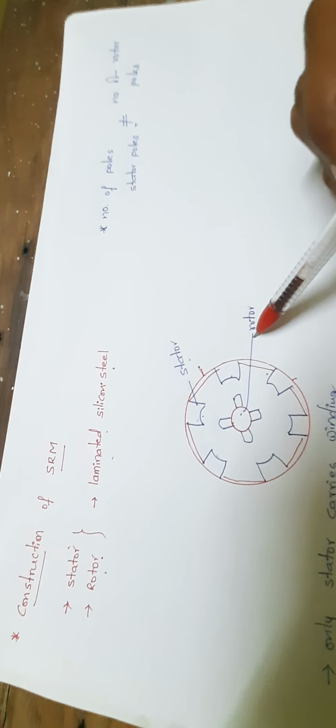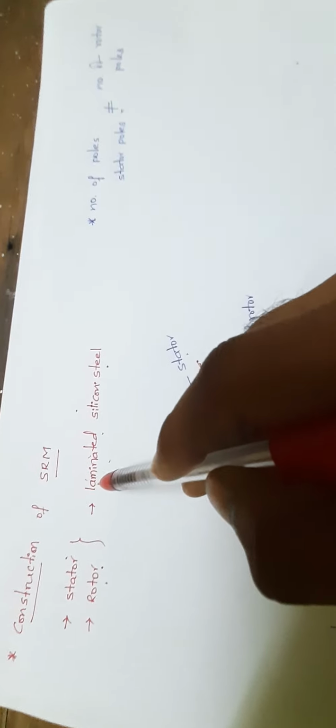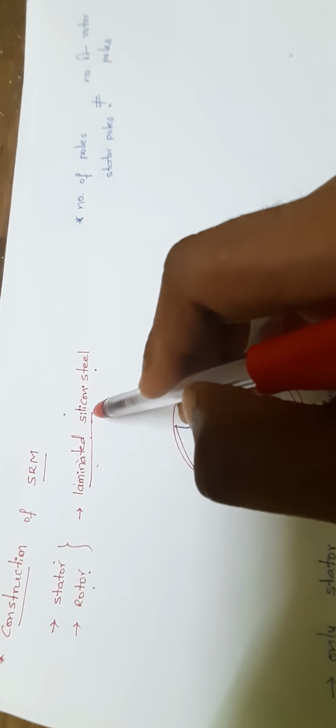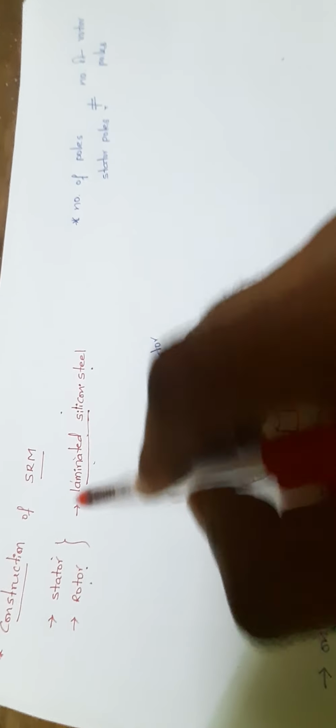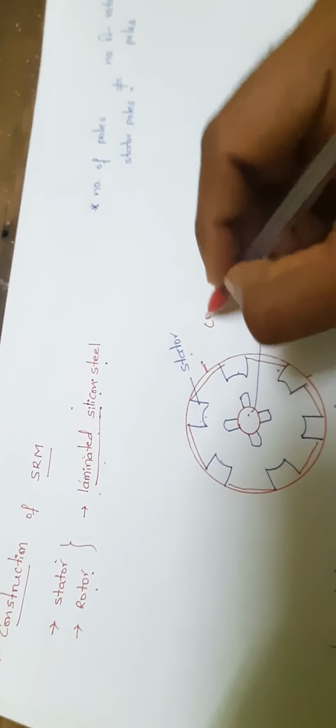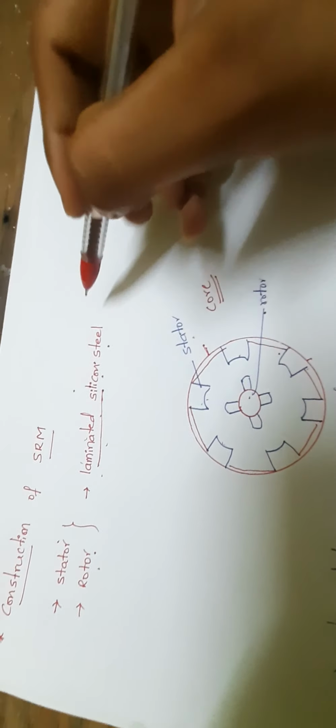The stator core and rotor core are designed with laminated silicon steel. Laminations are for reduction of eddy current losses and silicon material is for reduction of hysteresis losses. Laminated silicon steel is utilized for reduction of core losses, for designing the core material of the stator and rotor.